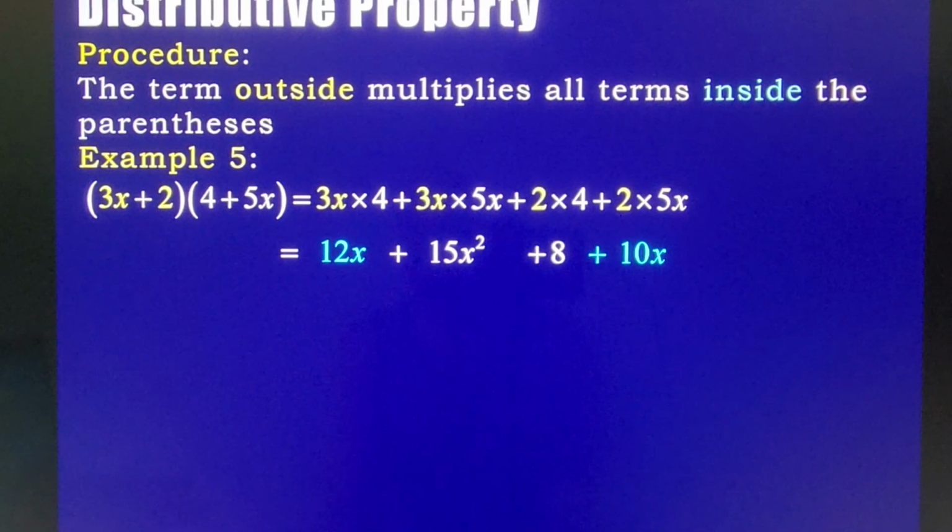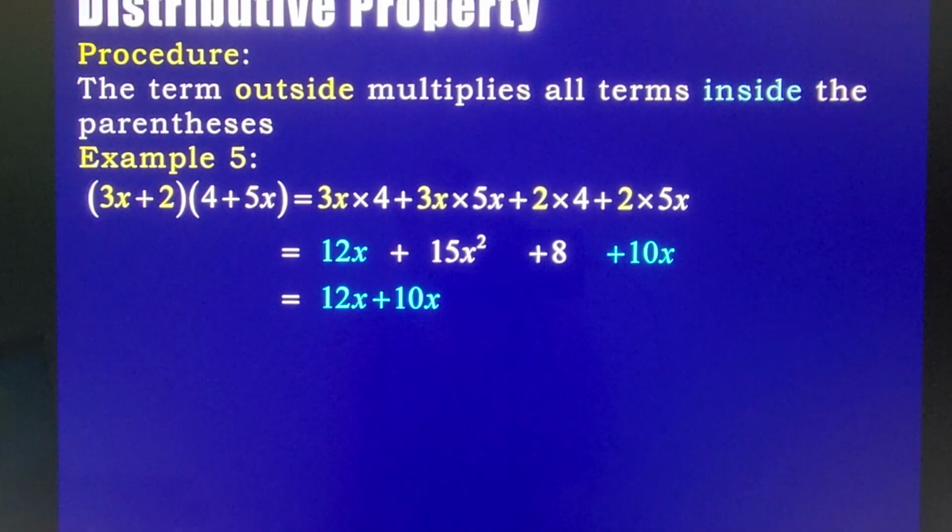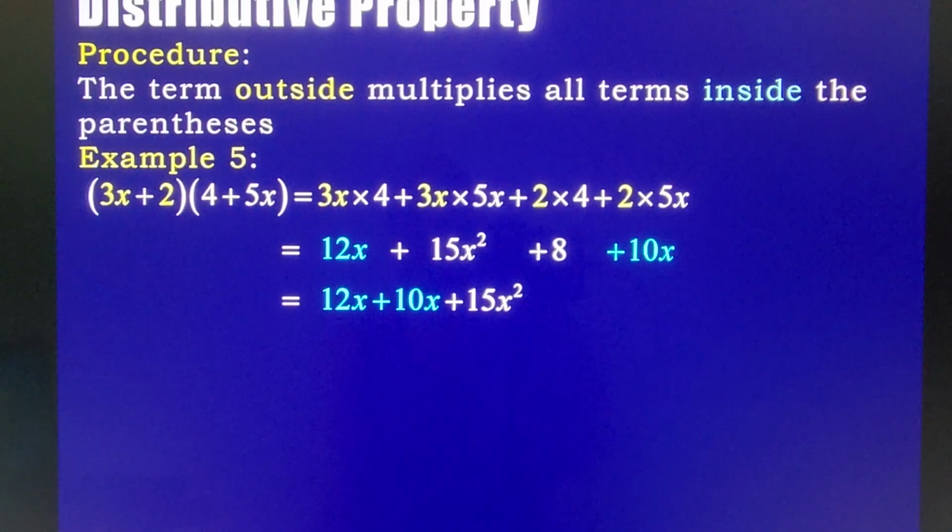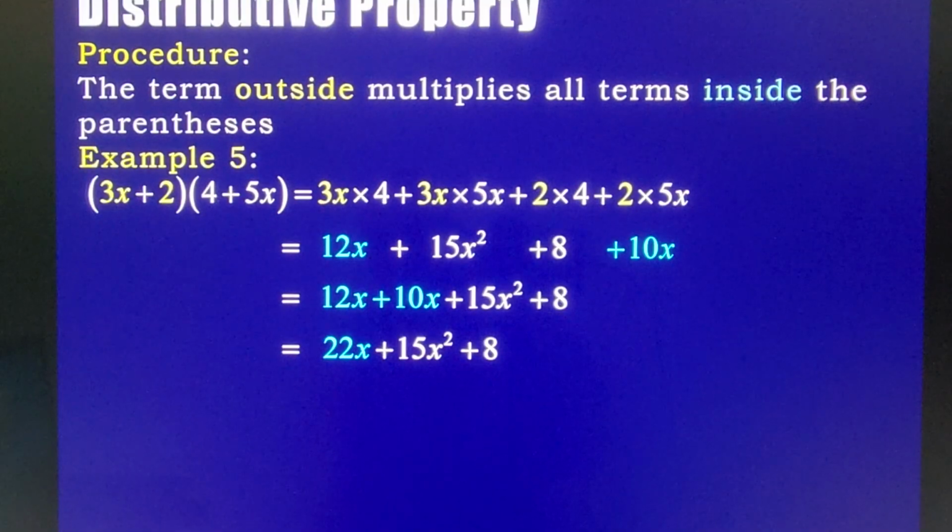So we're going to combine the like terms. We have 12x plus 10x. Then is there another one that has an x squared? No. So we keep the 15x squared as it is. Do we have another number other than the 8 that we could combine? No. So we keep it. So now that we have put the like terms together, we can combine them. We're going to say 12x plus 10x in the same way as you would say $12 plus $10. That gives us 22x. There's nothing to add with an x squared, so we keep 15x squared plus 8.